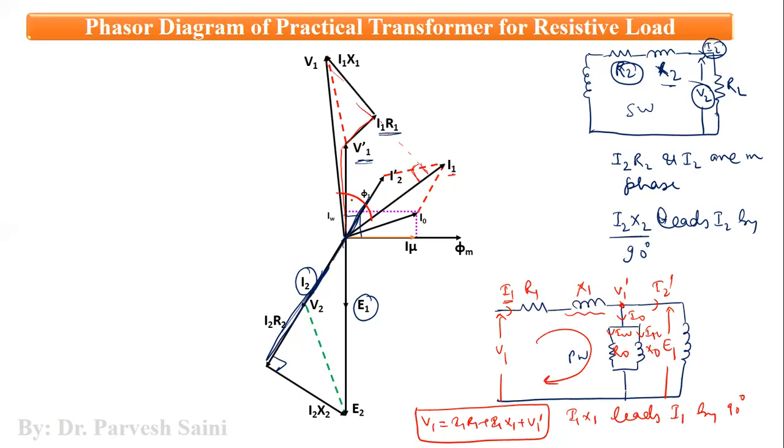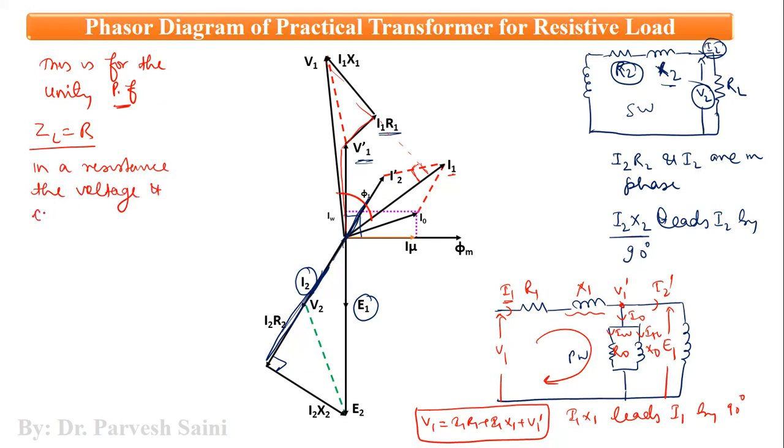Now this is for the unity power factor basically. Why is it for unity power factor? Because ZL is resistance R. In a resistance, the voltage and current are in the same phase. And because the load is connected towards the secondary side, the same phase is observed towards the secondary side only. However, towards the primary side we still have a phase difference phi 1, right?